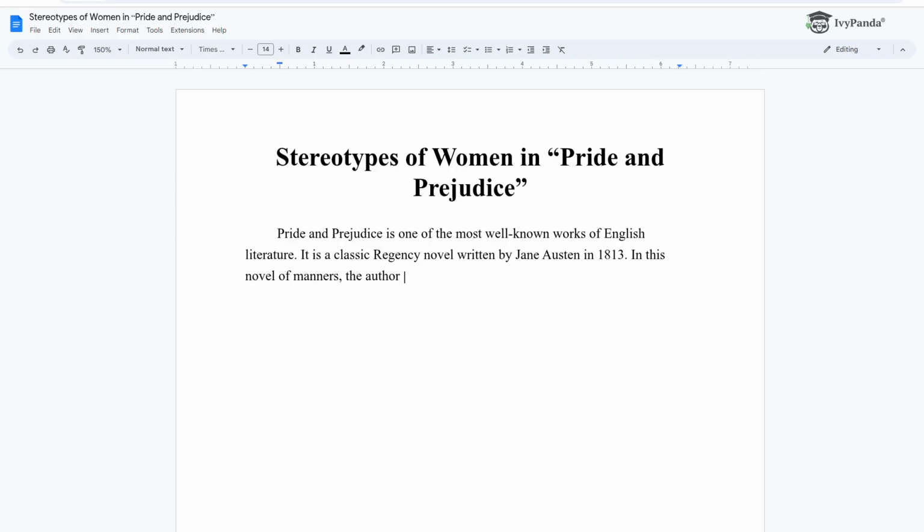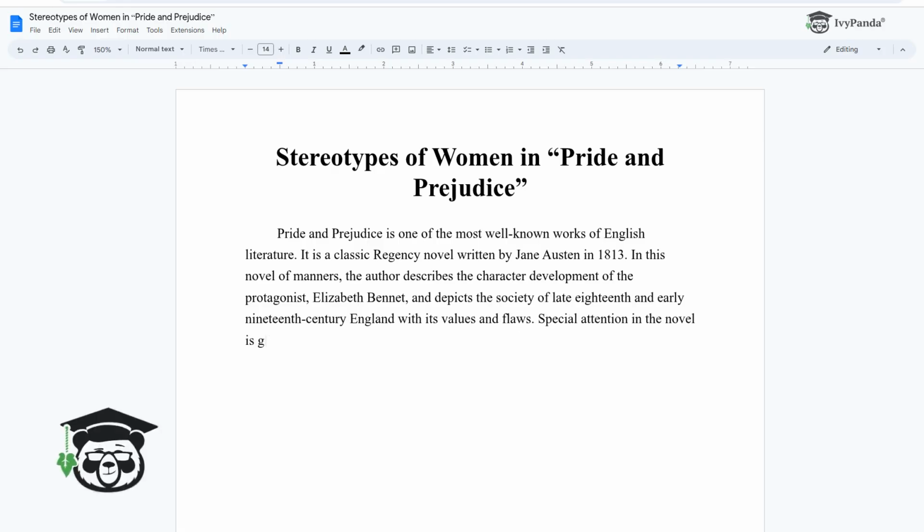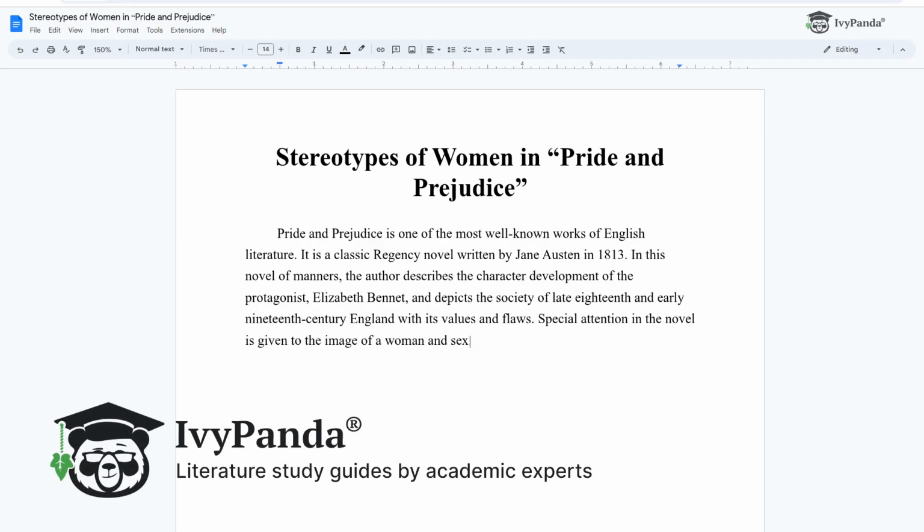In this novel of manners, the author describes the character development of the protagonist, Elizabeth Bennet, and depicts the society of late 18th and early 19th century England with its values and flaws. Special attention in the novel is given to the image of a woman and sexist stereotypes imposed by society.